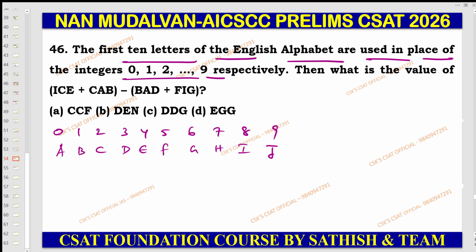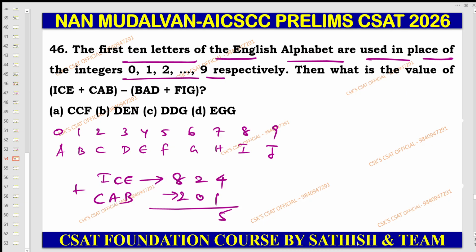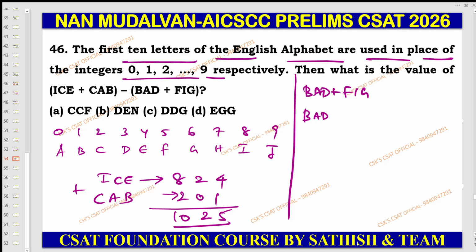Then what is the value of ICE plus CAB? You have to add up here. What is ICE? I is 8, C is 2, E is 4. CAB is 201. You have to add up these two: 5, 2, 1025. Next you add up BAD plus FIG. BAD, focus here: 103.